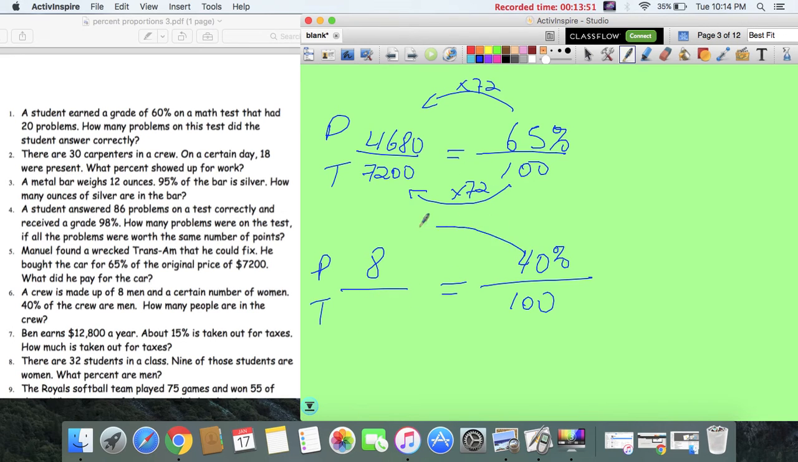Is there a relationship from 40 to 8? Divide by 5. And 100 would be divided by 5. And 100 divided by 5 is 20. That makes sense. How many are women? Obviously, if there's 20, 8 are men, 12 are women. Okay. And that's that.